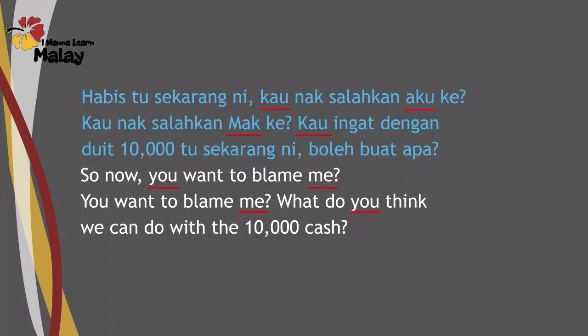So I want to look at the second part of the dialogue that is by the mum. Habis tu sekarang ni kau nak salahkan aku ke? Kau nak salahkan mak ke? Kau ingat dengan duit RM10,000 tu sekarang ni boleh buat apa? So that means, so now you want to blame me? You want to blame me? What do you think we can do with the 10,000 money? So the currency wasn't mentioned here, so we assume it is in ringgit. So it should be 10,000 ringgit in cash.